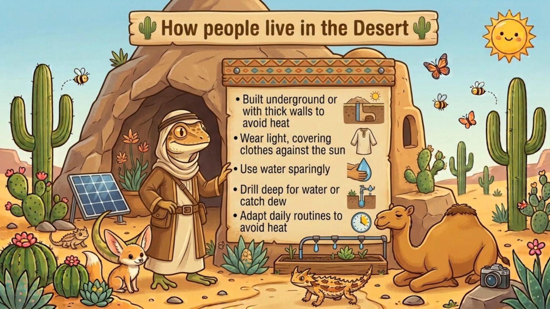How do people live in such extreme conditions? To avoid the intense heat, desert dwellings are often built underground or with thick walls. People also wear light, loose-fitting clothing to protect against the sun, use their limited water supplies sparingly, and adjust their daily schedules to stay active during cooler parts of the day.